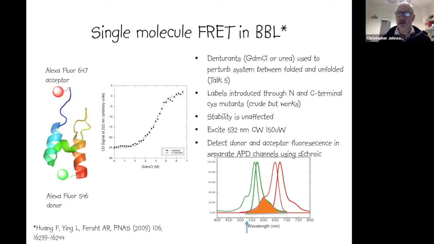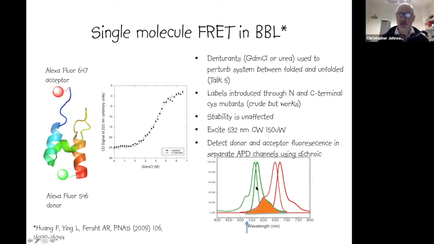So we decided to look at this system using a single molecule approach, using FRET. The protein we looked at was known as BBL. It's about 50 residues in length. We attached two fluorophores, Alexa 546 as a donor and Alexa 647 as the acceptor.